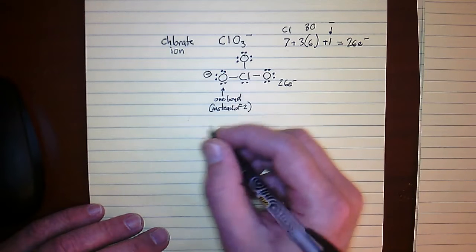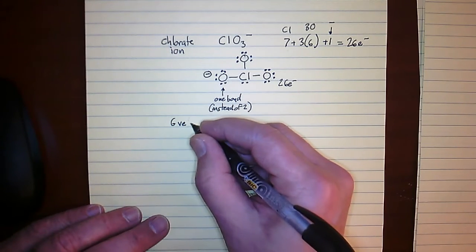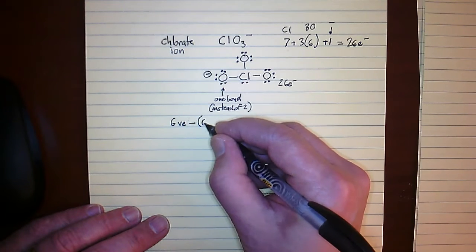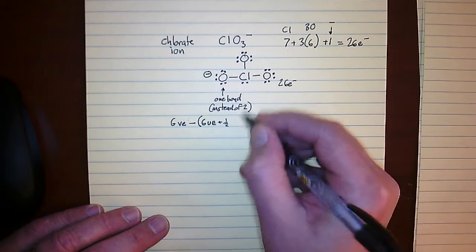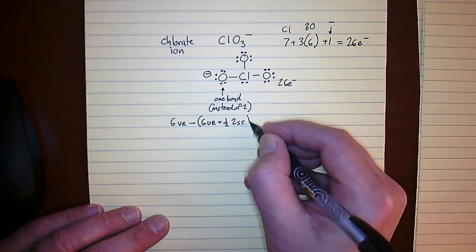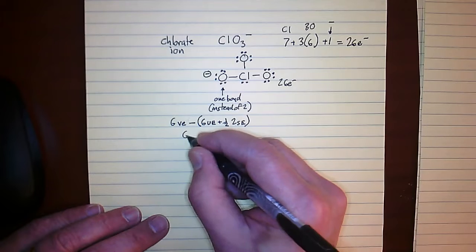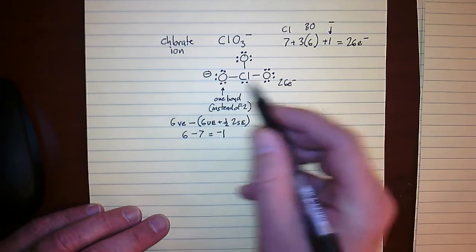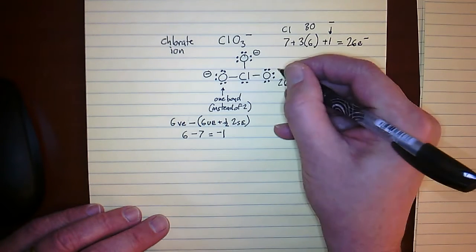But we can also calculate that by saying 6 valence electrons minus 2, 4, 6 unshared electrons plus 1/2 of the 2 shared electrons. And then it becomes 6 minus 7, which is equal to -1, which is what we predict. Well, since these 2 oxygens are the same, then we can put a negative charge here and here.